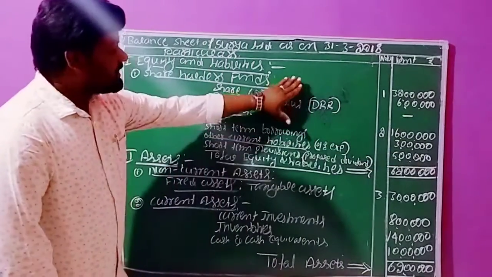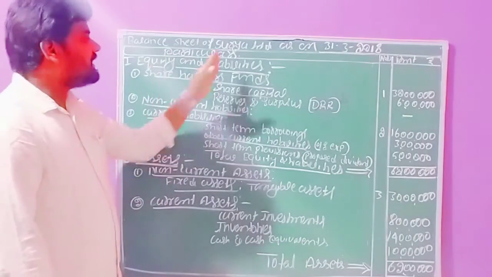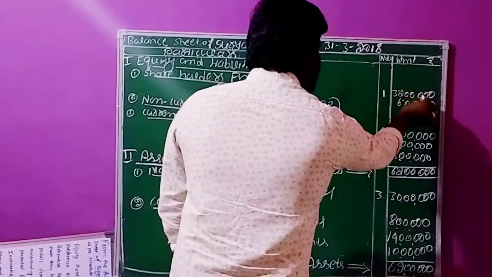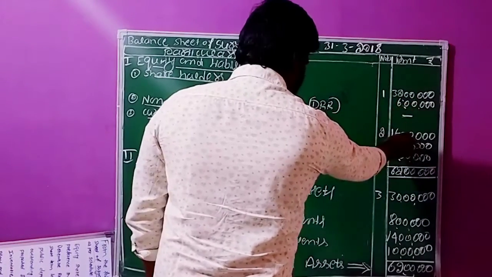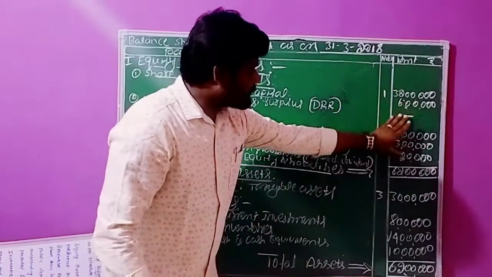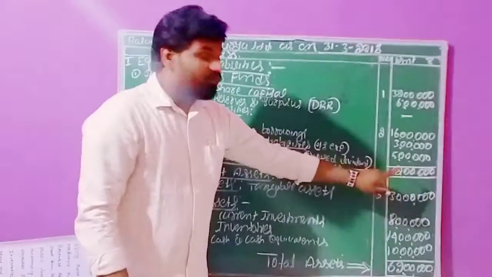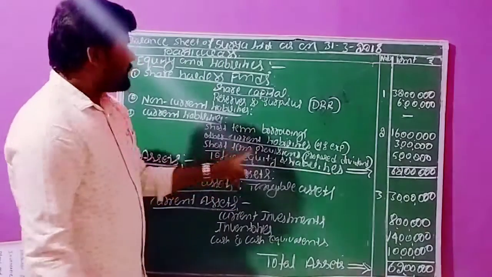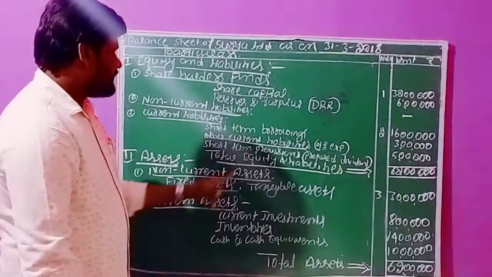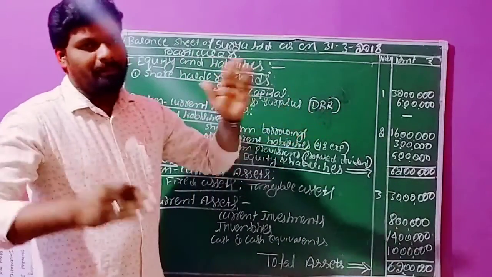So this is some information regarding preparation of equity and liabilities. Now we need to make the total balance. So 32 lakhs plus 6 lakhs plus 16 lakhs plus 3 lakhs and 5 lakhs. You have to add all these values. The total balance is 62 lakhs. These 62 lakhs we can call total equity and liabilities. As of now we have finished one part.